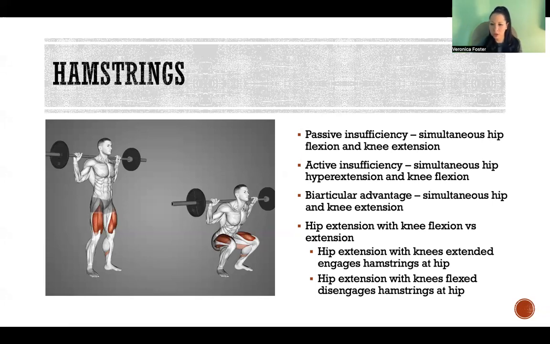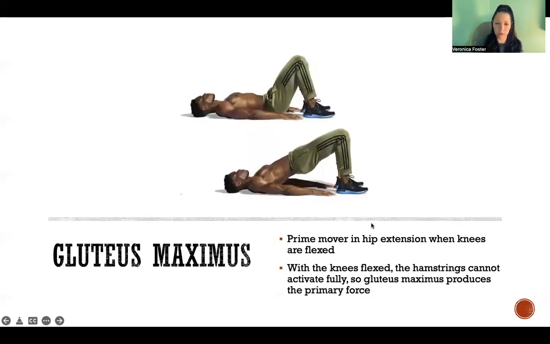So hip extension with knee flexion versus extension. Hip extension while the knees are extended is going to engage the hamstrings at the hip. Hip extension while the knees are flexed is going to disengage the hamstrings at the hip because the hamstrings won't be able to shorten to a great enough extent to exert tension and force in hip extension because there's too much laxity of the muscle. Like we can't take up that length of the muscle when the knees are flexed. So the hamstrings are already shortened at that joint.